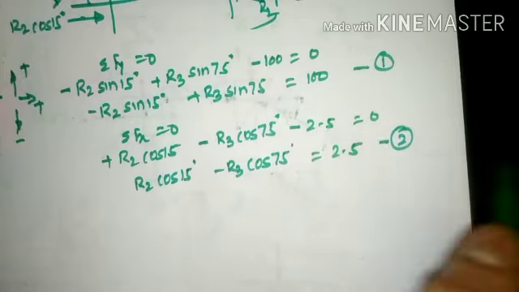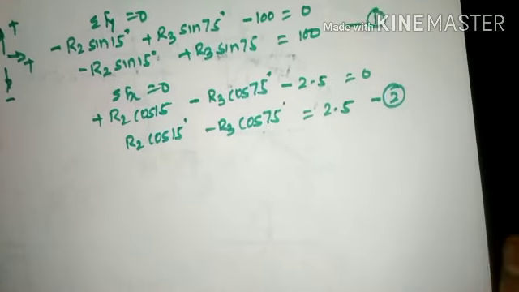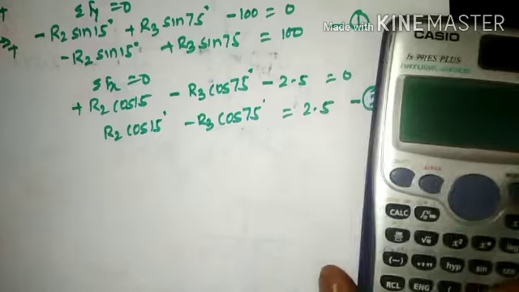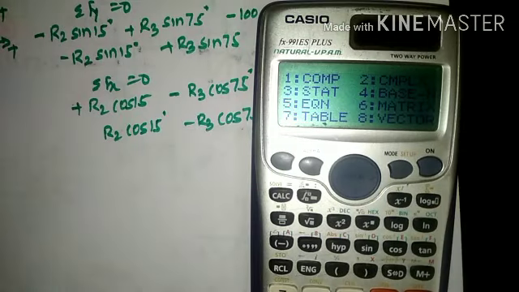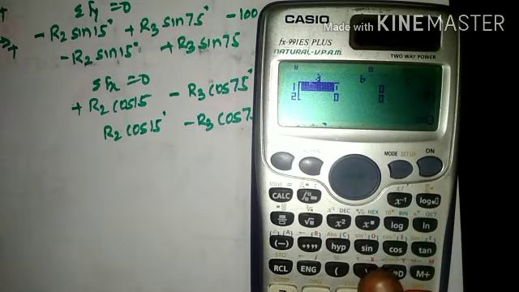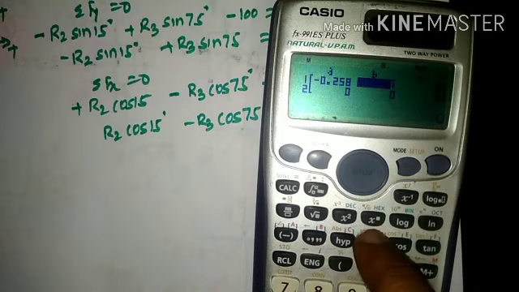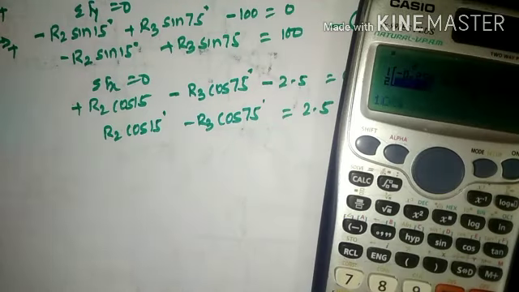This is equation number 2. Now if you solve this as simultaneous equation, we are going to make use of mode equation 5, two unknowns. So first one is minus sine of 15, next one is sine of 75, then 100 cos of 15 minus cos of 75, then 2.5 kilonewton.